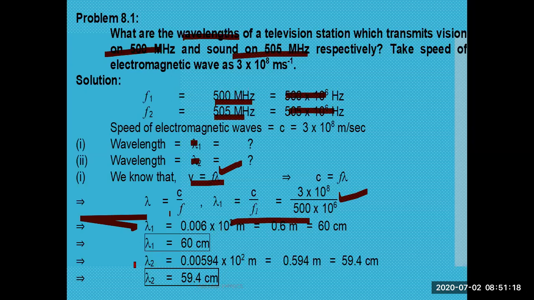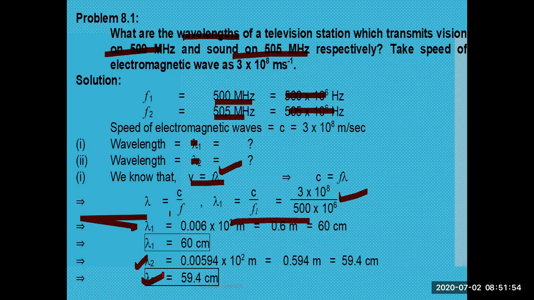For lambda 2, it will be 0.009594 multiplied by 10 to the power 2 meter. This is basically the difference of the wavelength. So to calculate lambda 2, we are using this technique, and it is 959.4 centimeters. So these are the techniques and methods through which you can calculate the wavelengths of the sound waves.